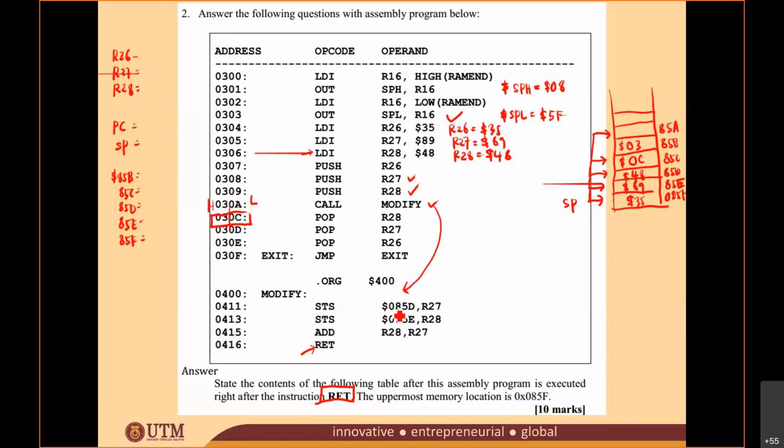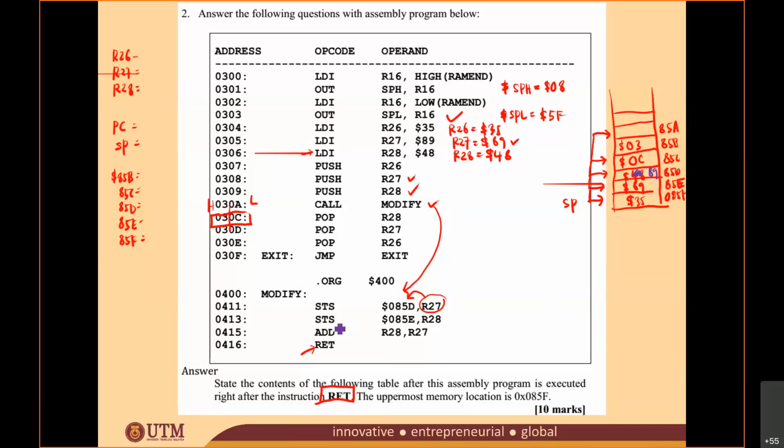STS 085D with R27 means that you're going to store value from R27, which is 89, simpan dalam address 085D. Okay, so 085D, current value is 48. Now you store with value from R27. So sekarang dia akan jadi 89. Okay, so the previous value 48 will be replaced by 89.